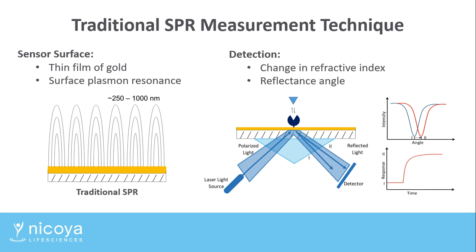Now, this change in refractive index is detected by measuring the reflectance angle. So, as a biomolecule comes into contact and binds to the sensor, it will change the refractive index, which will be reflected in a change in the reflectance angle, and then this allows us to measure the binding event.